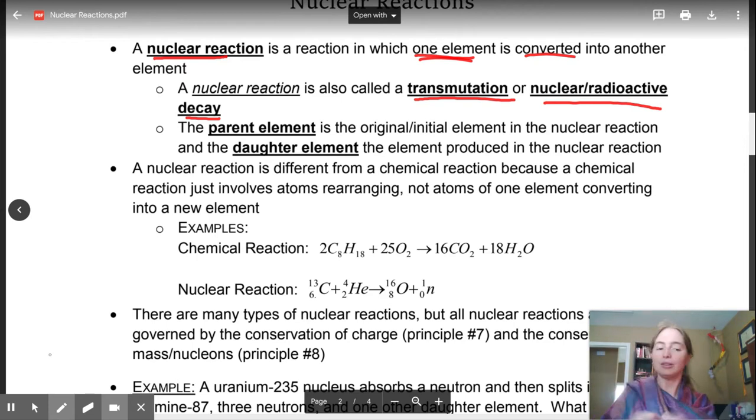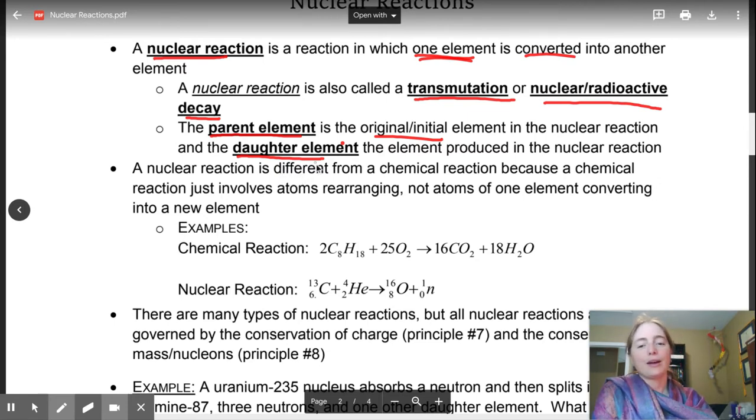And when it's unstable, it falls apart and is trying to seek a lower energy element, a more stable nucleus. So this parent element is the original or initial element in the reaction. The daughter element or elements are the ones produced in the reaction.